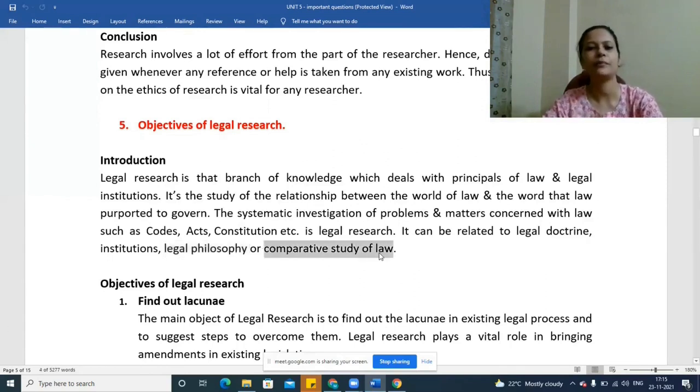Or it may be a comparative study of law, where we are trying to compare a certain provision that applies in India. Maybe a similar provision is there in another country. We are just comparing it. Or maybe we are comparing, for example, the Consumer Protection Act, the previous legislation, with the 2019 legislation. How is it different? To what extent is it different? That also might be a study that we can take up.